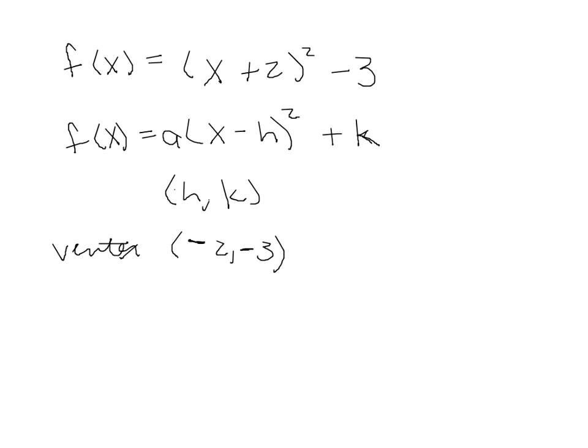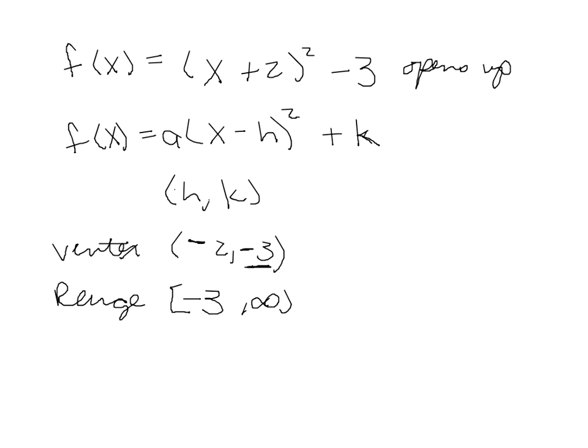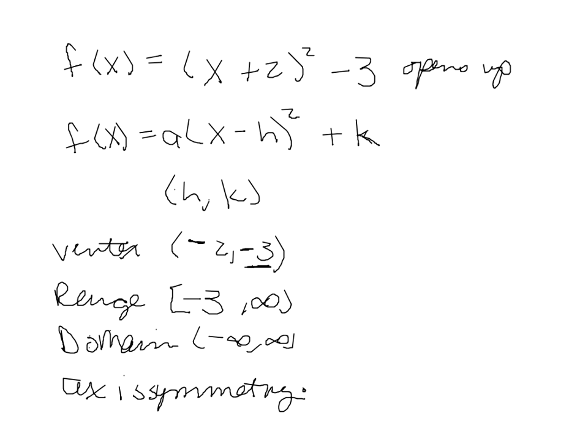This parabola opens up, so our range is something to infinity, and that something is the k value. So −3 to infinity. Our domain is all real numbers. Our axis of symmetry is a vertical line through the h part of the vertex.